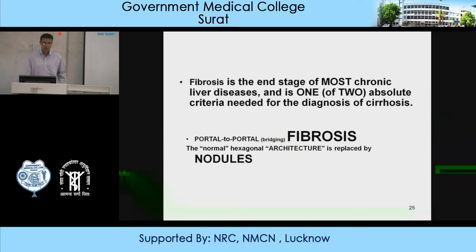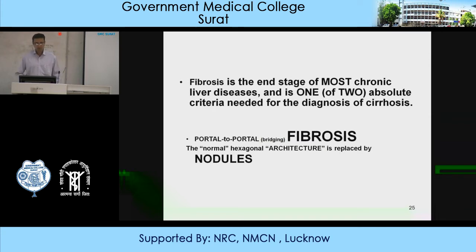Fibrosis is the end stage of most chronic liver disease and is one of two absolute criteria needed for the diagnosis of cirrhosis. First is portal to portal bridging fibrosis. The normal hexagonal architecture is replaced by nodules. Fibrosis and nodules are present.